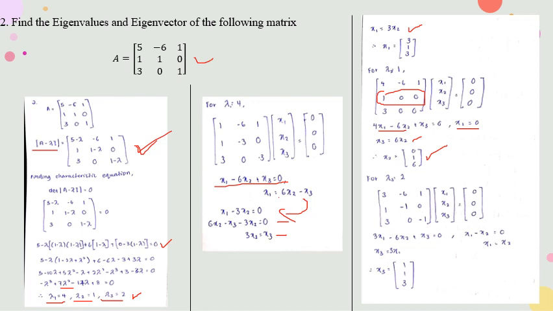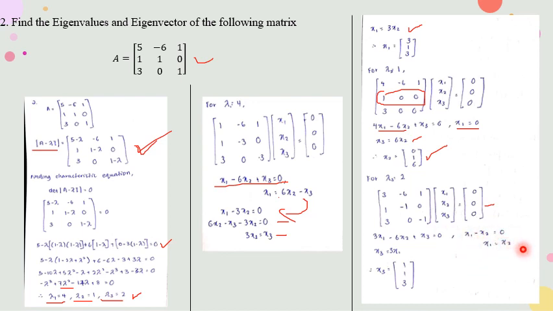For lambda 3 equals 2, here is the new matrix when we have substituted lambda equals 2 into this general equation. The matrix is 3, negative 6, 1, 1, negative 1, 0, 3, 0, negative 1. Here I'm using the first row, 3x1 minus 6x2 plus x3 equals 0, and the second row, where x1 minus x2 equals 0.